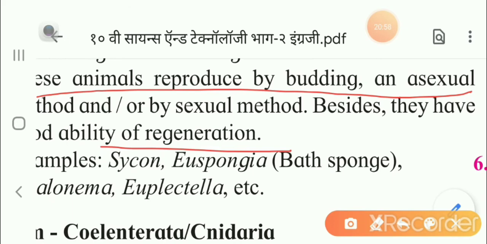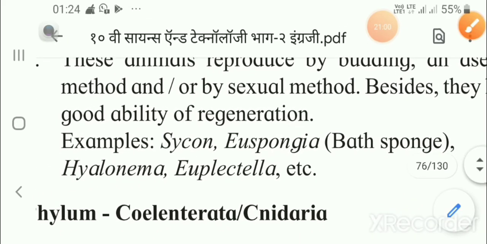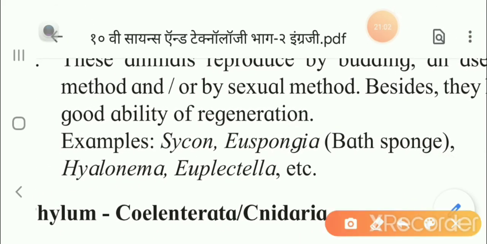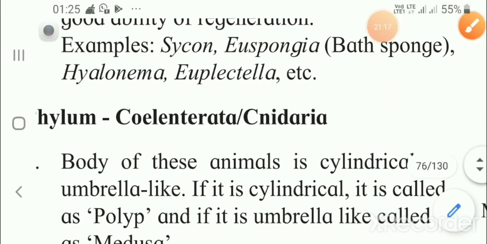What are the examples, children? We'll see here. What are the examples? Sycon, Euspongia, or we call it bath sponge, Hyalonema, Euplectella. These all are the examples. Let us come to the next phylum.